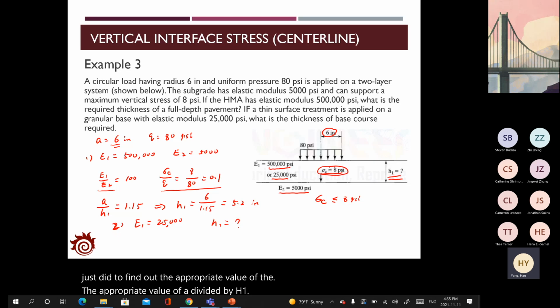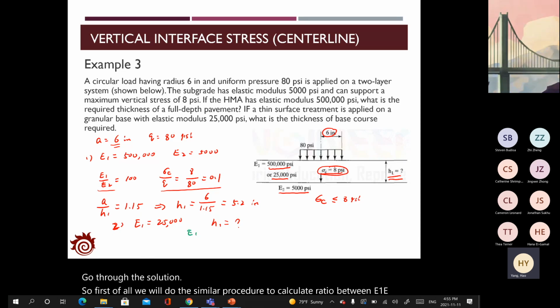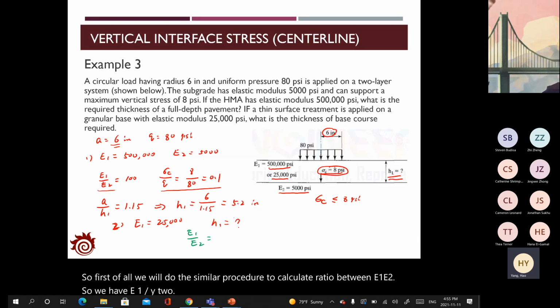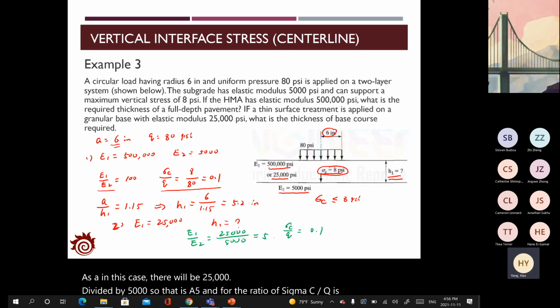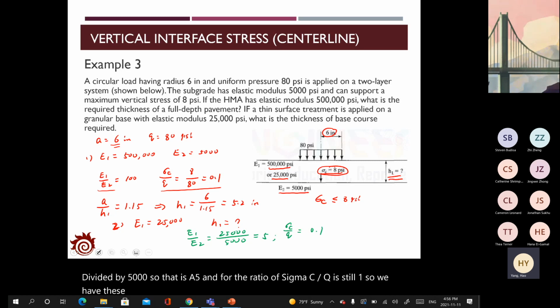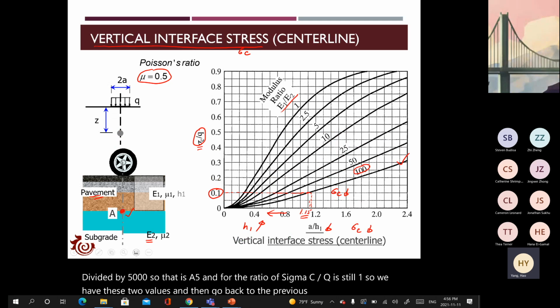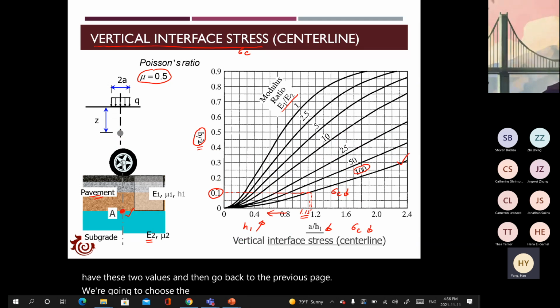Okay, maybe I will just go through the solution. So first of all, we will do the similar procedure to calculate the ratio between E1 and E2. So we have E1 divided by E2 as, in this case, 25,000 divided by 5,000. So that is 5. And the ratio of sigma c divided by q is still 0.1. So we have these two values, and then go back to the previous page. We're going to choose the line with the ratio of E1 and E2 as 5. So this is the line we're going to choose.